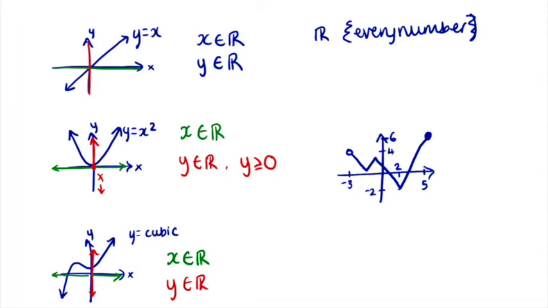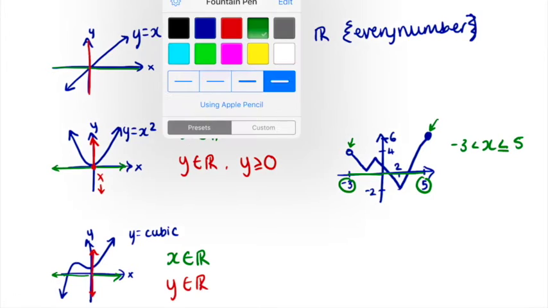So the x values, the domain, will go any value from here to here. So it's anything between minus 3 and 5. So x is actually trapped between minus 3 and 5. And I need to decide whether it's equal to these values or not. Now it is equal to 5 because this is filled in, it's coloured, but it's not equal to minus 3 because it's empty. So my answer is -3 is less than x, which is less than or equal to 5.